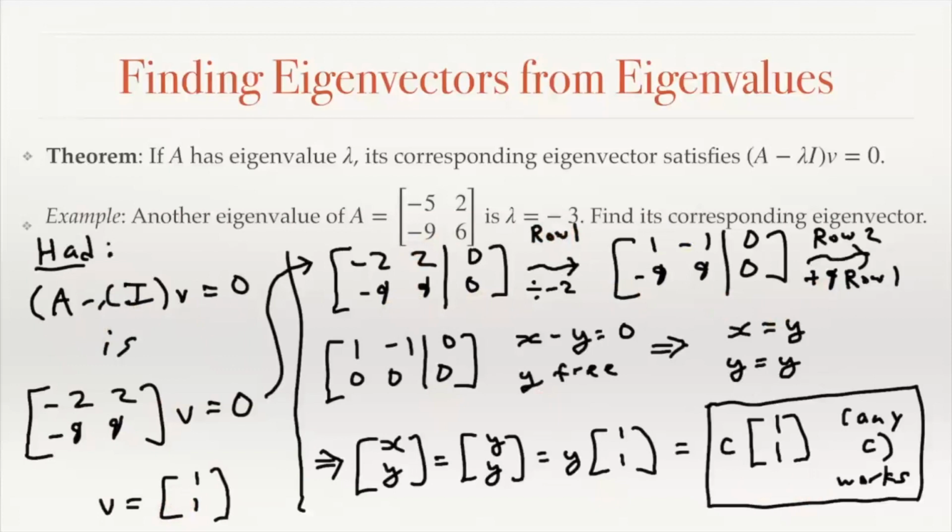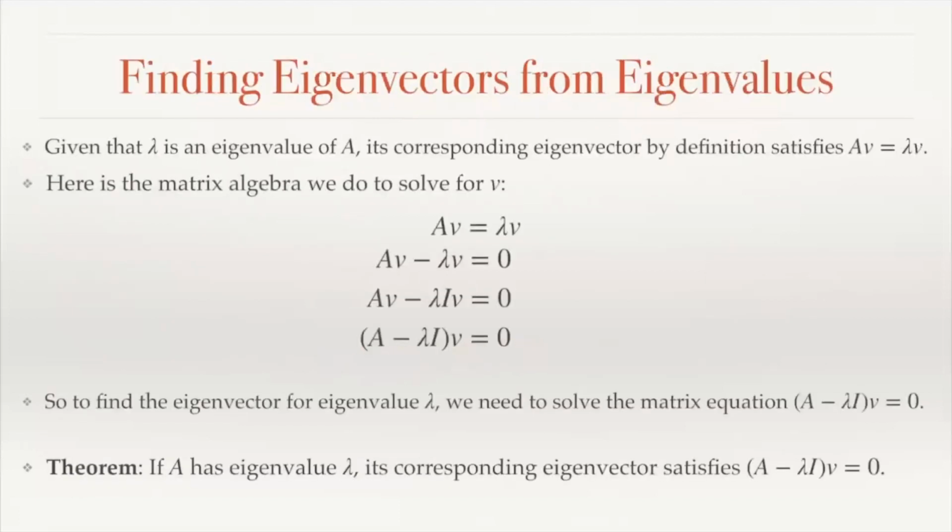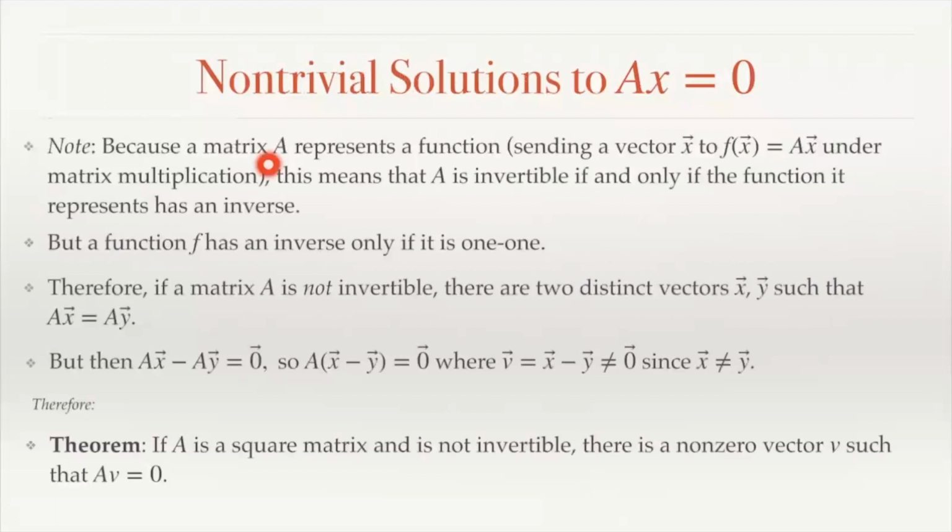But how do we find one of these from scratch for a given matrix? To do that, we'll need a little bit of theory. First, non-trivial solutions to Ax equals 0. Ax equals 0, that is the form of this. It is a matrix times v equals 0. A matrix times x equals 0, just different variable names. And because the matrix A represents a function, it sends a vector x to f of x, defined by f of x is Ax under matrix multiplication.